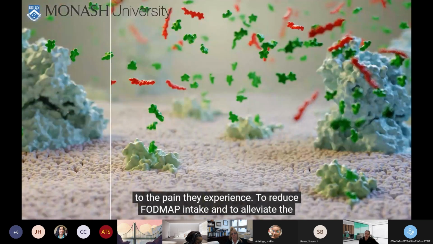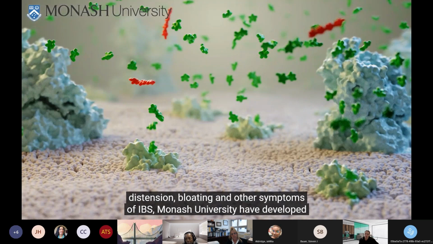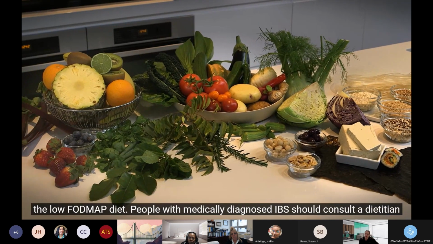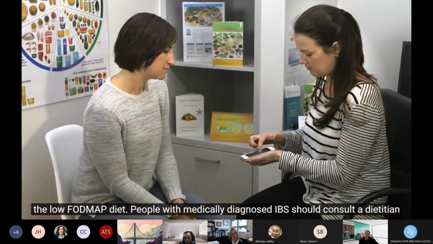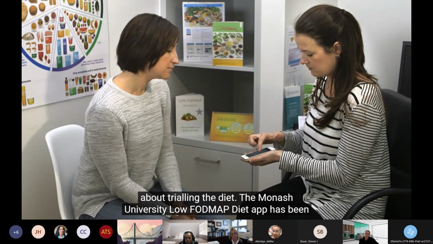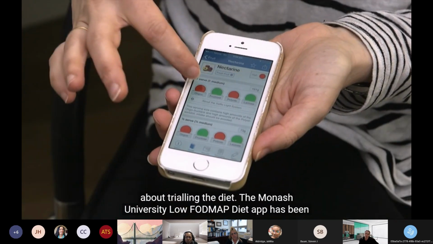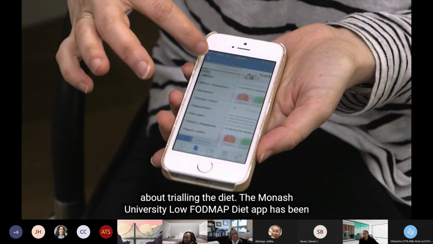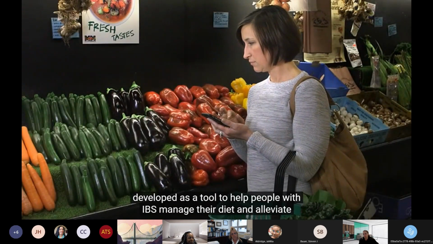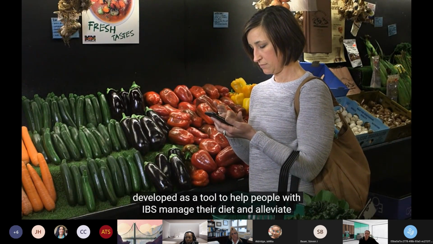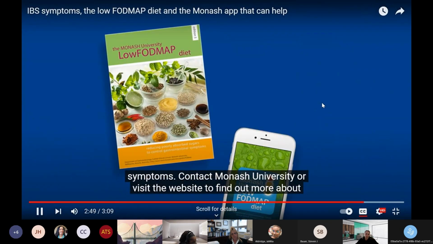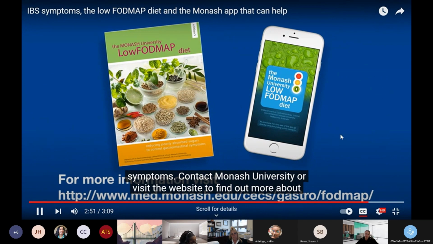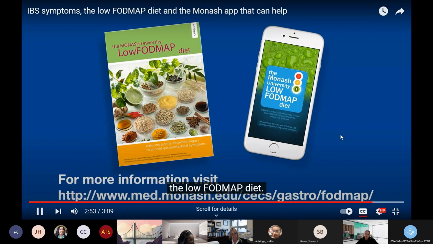To reduce FODMAP intake and to alleviate the distension, bloating and other symptoms of IBS, Monash University have developed the low FODMAP diet. People with medically diagnosed IBS should consult a dietitian about trialling the diet. The Monash University Low FODMAP Diet app has been developed as a tool to help people with IBS manage their diet and alleviate symptoms. Contact Monash University or visit the website to find out more about the low FODMAP diet.